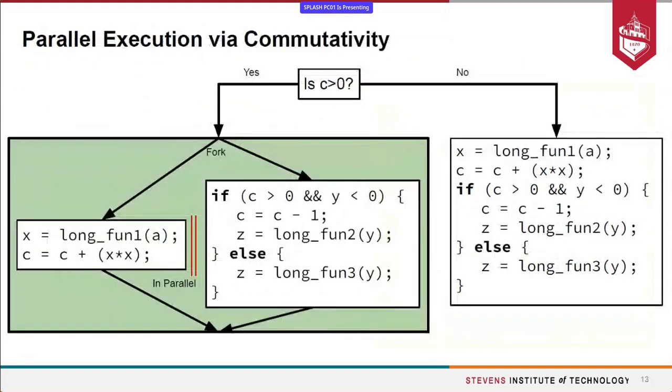So the idea looks like this, where we're going to check the commutativity condition initially. And if it doesn't hold, we go to this right side and just run the code sequentially. But if it does hold, then we would like to fork and run these two fragments in parallel.